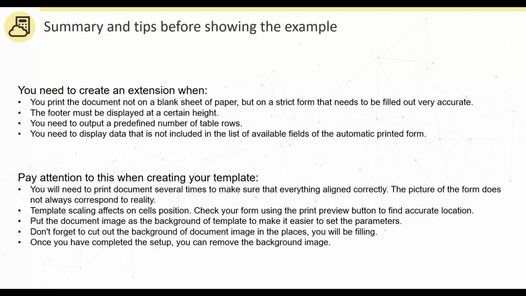So, some summary and tips before we go to the example. You need to create an extension when you print the document not on a blank sheet of paper, but on a strict form that needs to be filled out very accurately. The footer must be displayed at a certain height. You need to output a predefined number of table rows, and you need to display data that is not included in the list of available fields of the automatic printed form.